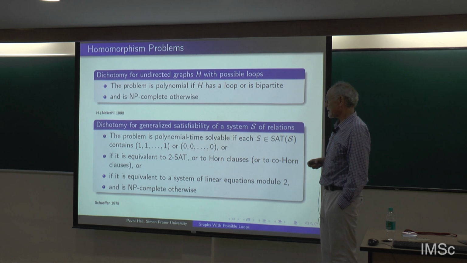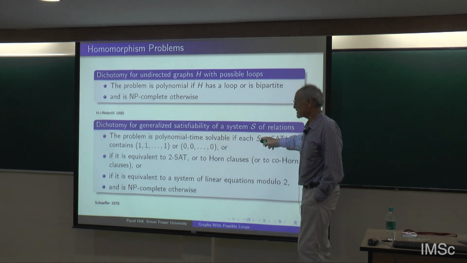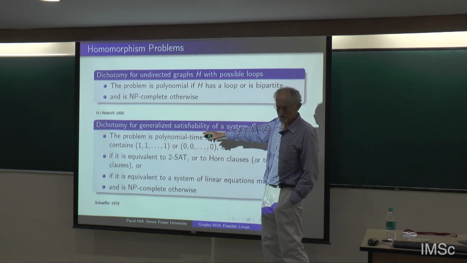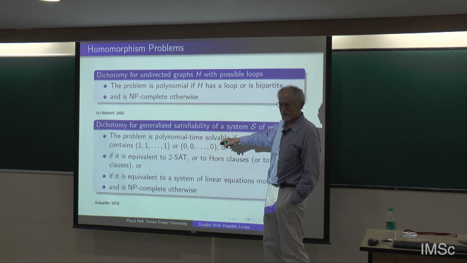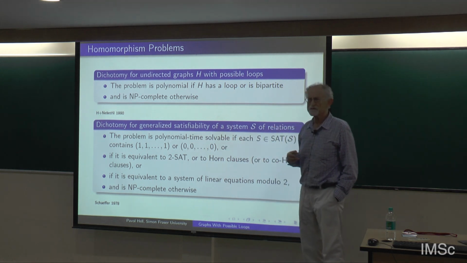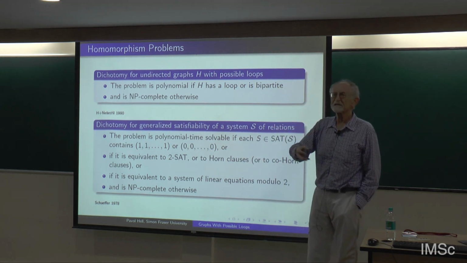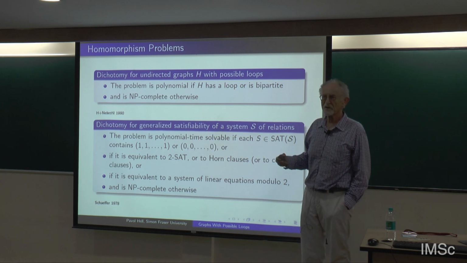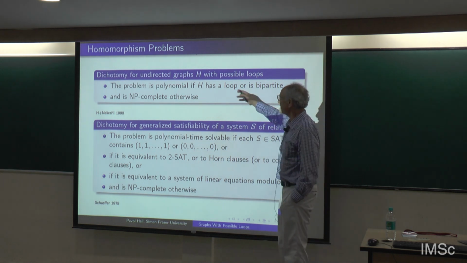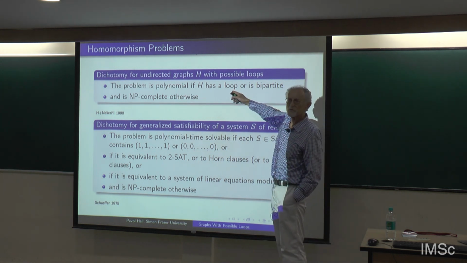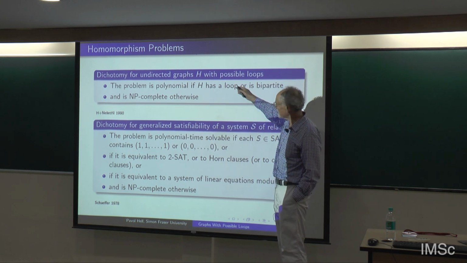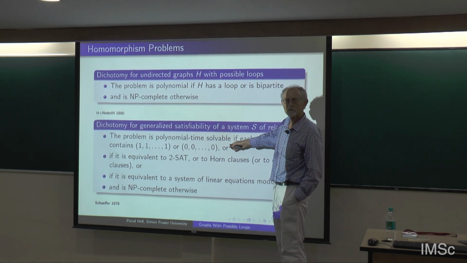And the three polynomial cases are when each of the relations contains an all-1 vector or an all-0 vector. Those are the situations where you can assign true to all variables and satisfy all constraints, or you can assign false to all variables and satisfy all constraints. And that is really the same spirit as the loop here. You just have a constant mapping. So constant mapping polynomial, constant mapping polynomial.